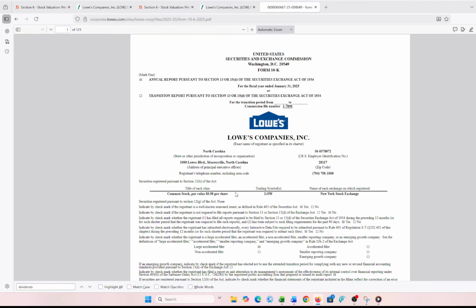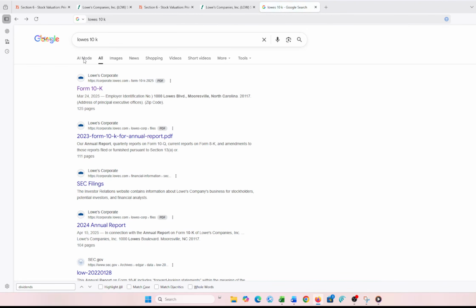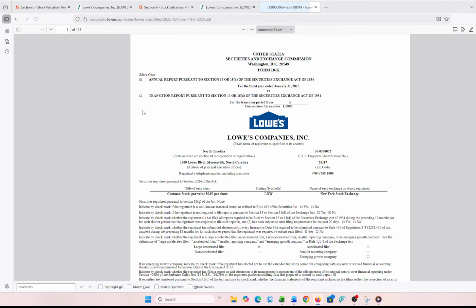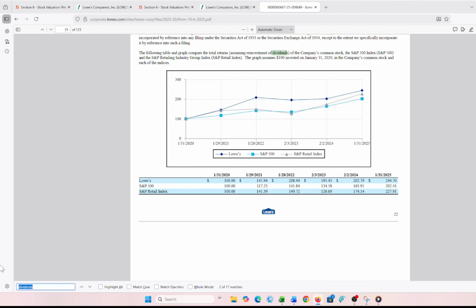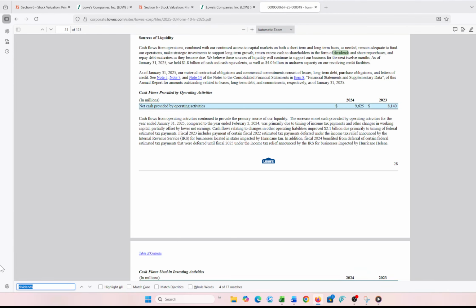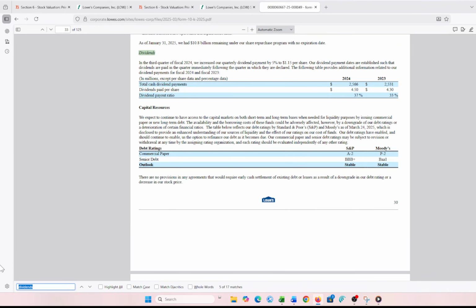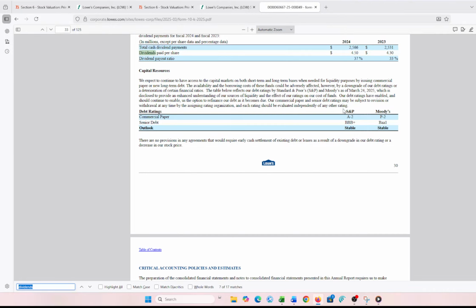Another option you have, you can search for, I did Lowe's 10K. So here's their 10K form. I'm going to hit Control F, and you look at the bottom left corner, I have dividends. I'm going to look around and see what kind of data they have here. These are total values, total cash dividend payments, dividend per share. I have $4.50 for 2024, and I got $4.30 for 2023. This may be a good way. I'm going to hit enter a couple more times, see what else we got for dividends.